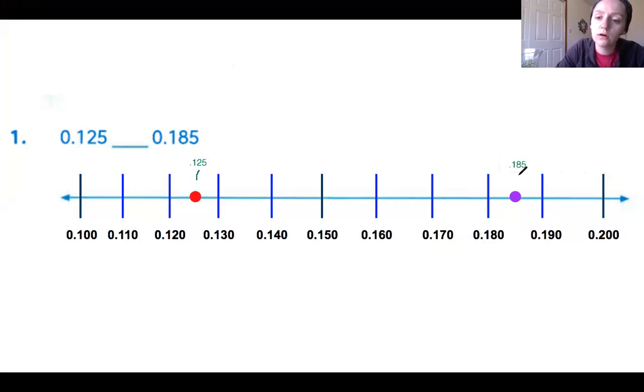Okay, and so then when we look at it, the number that I plotted furthest to the right is going to be my biggest decimal number here. So that means that 0.185, or 185 thousandths, is greater than 125 thousandths. This would be read as 125 thousandths is less than 185 thousandths, because this sign right here is our less than sign.